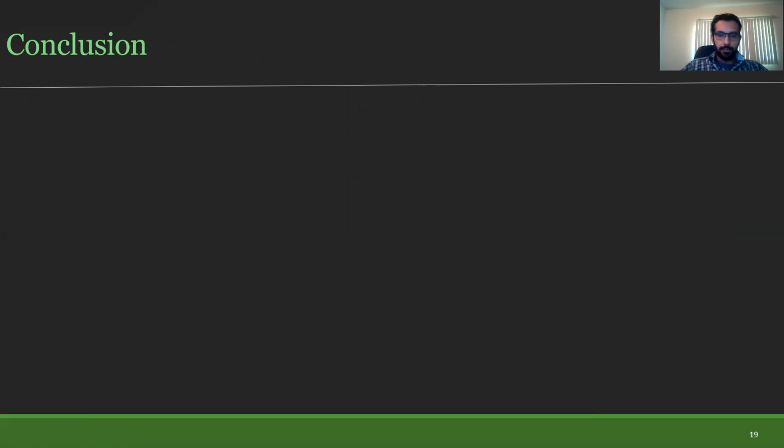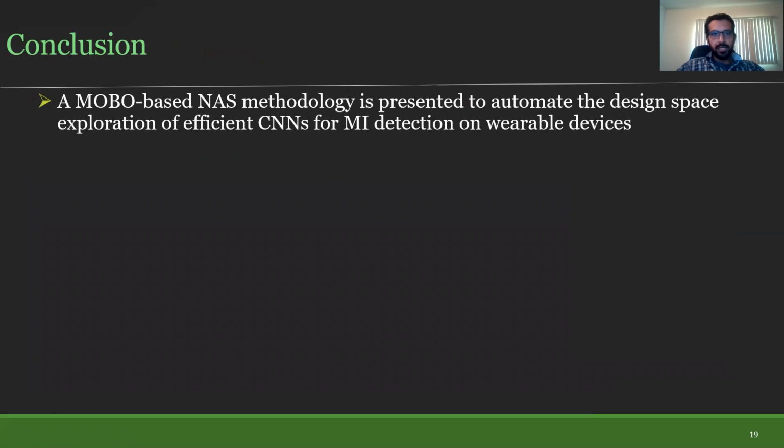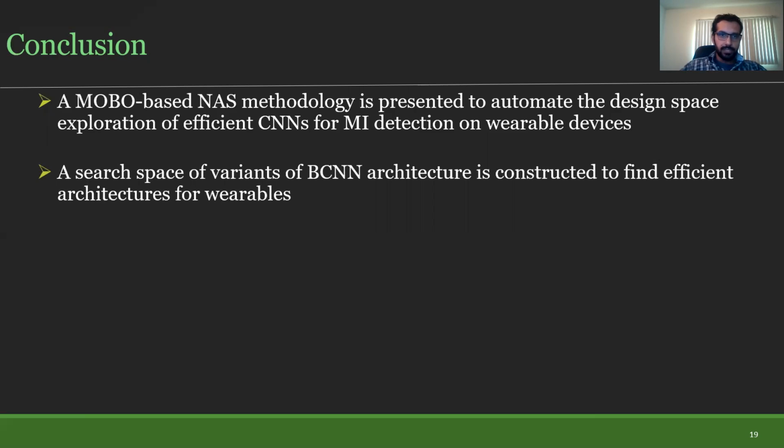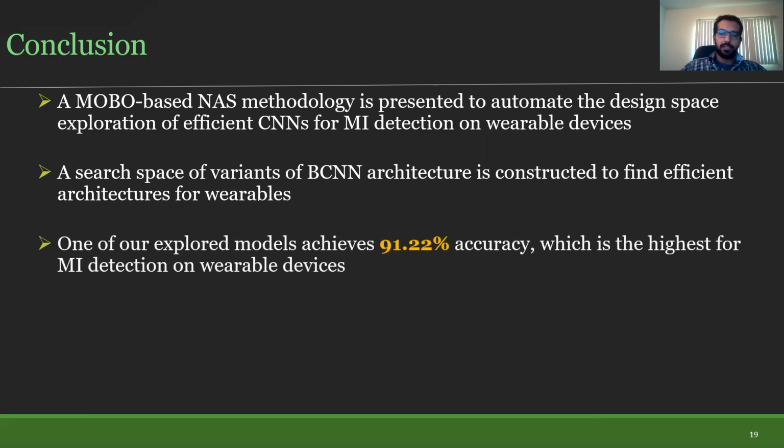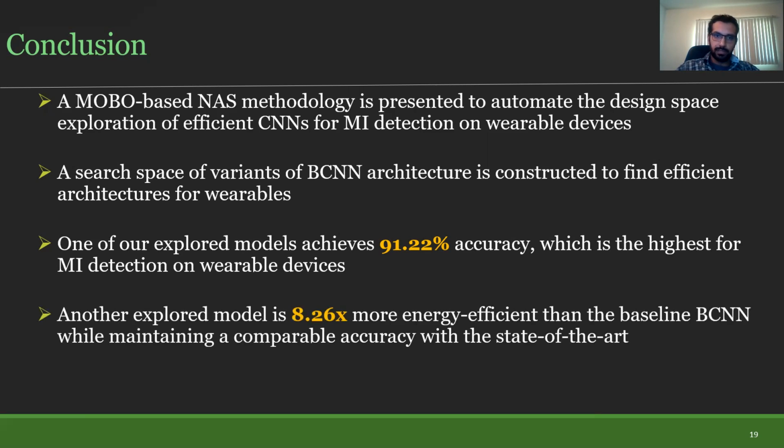To sum up our presentation, we presented a MOBO-based NAS methodology. MOBO stands for Multi-Objective Bayesian Optimization, to automate the design space exploration of efficient CNNs for myocardial infarction detection on wearable devices. A search space of variants of binary convolutional neural network architectures is constructed to find efficient architectures for wearable devices. One of our explored models, Model A, achieved 91.22% accuracy, which is the highest for MI detection on wearable devices, while another model is 8.26 times more energy efficient than the baseline BCNN, while maintaining comparable accuracy to the state-of-the-art wearable solutions.